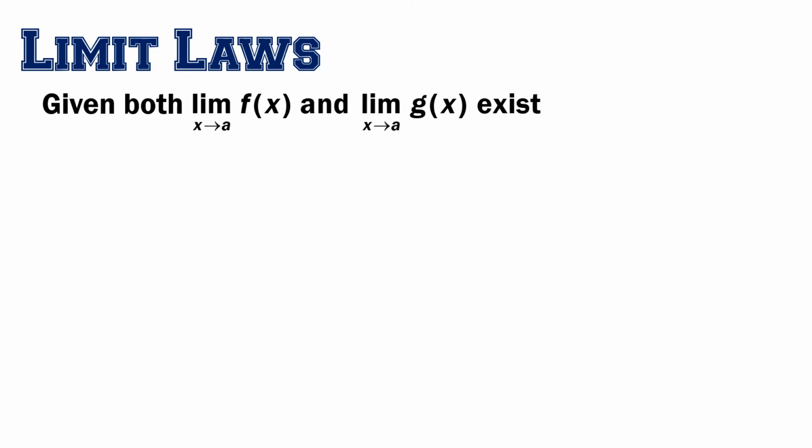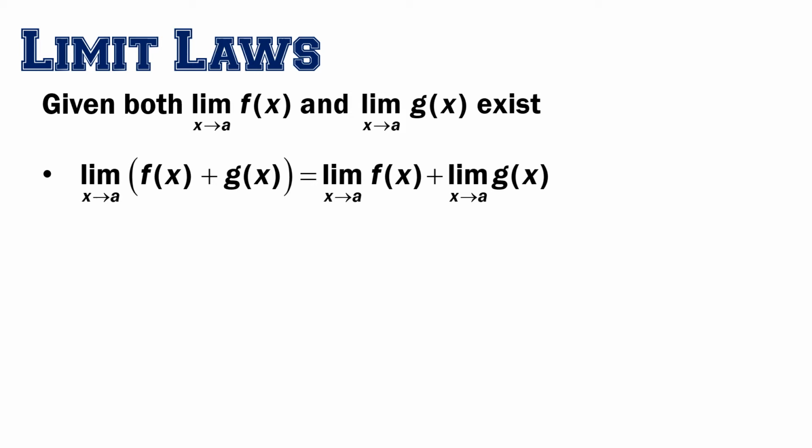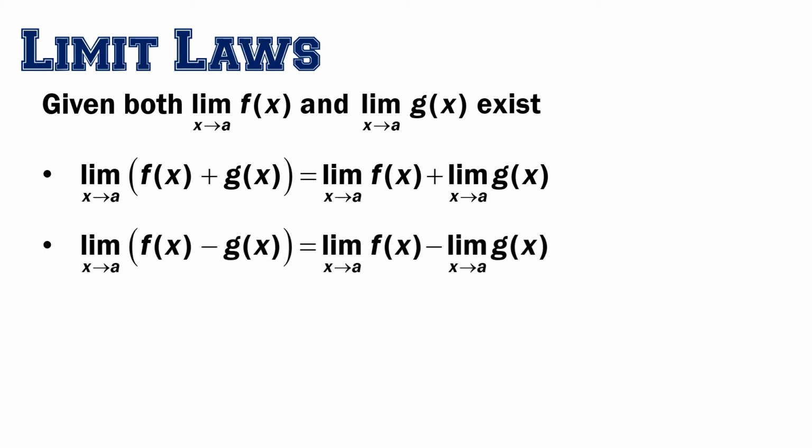When you're working with limit laws, you must have the following givens in place. You must have the limit of f of x as x approaches a, and the limit of g of x as x approaches a exist. So if we have that, we can actually then go ahead and say the limit of the sum of f of x plus g of x as x approaches a equals the sum of each of the individual limits. Or, more specifically, the limit of f of x as x approaches a added to the limit of g of x as x approaches a. And if you can do this with sums, you can also do this with differences.